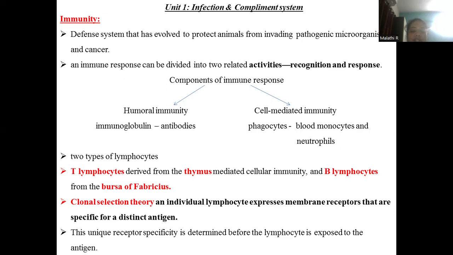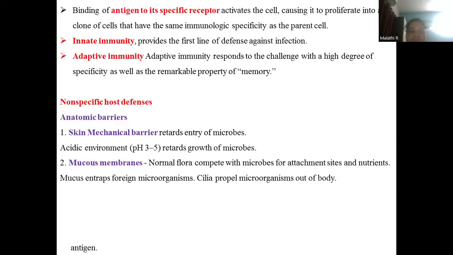According to the clonal selection theory, an individual lymphocyte expresses membrane receptors that are specific for a distinct antigen. This unique receptor specificity is determined before the lymphocyte is exposed to the specific antigen. Binding of antigen to its specific receptor activates the cell, causing it to proliferate into a clone of cells that have the same immunological specificity as the parent cell. So clonal expansion happens, so that if more of the same kind of pathogen is encountered, the immune system will automatically be capable of clearing all those pathogens.